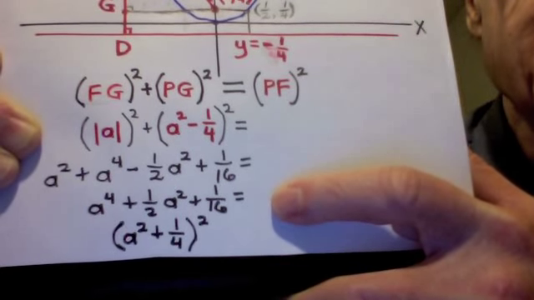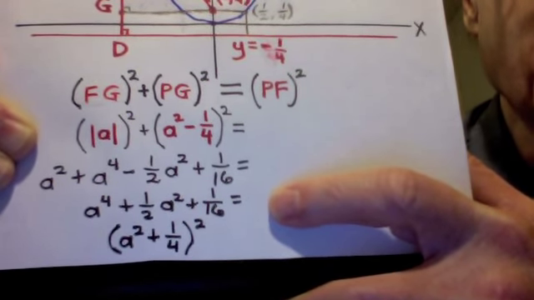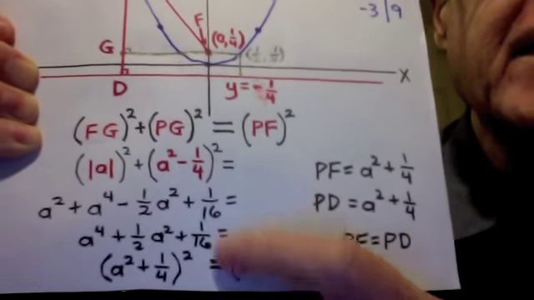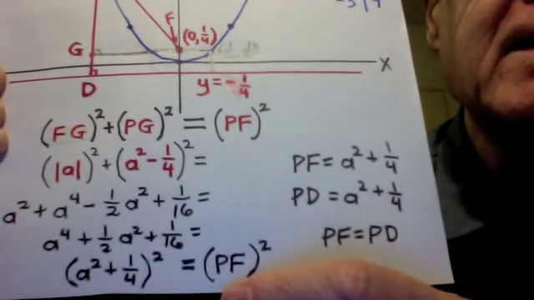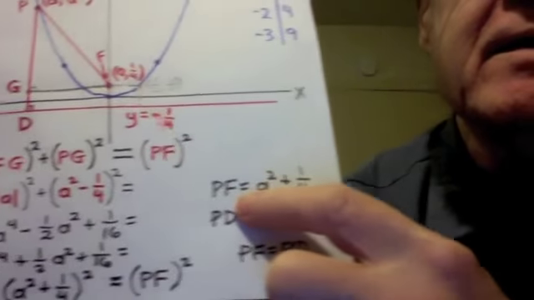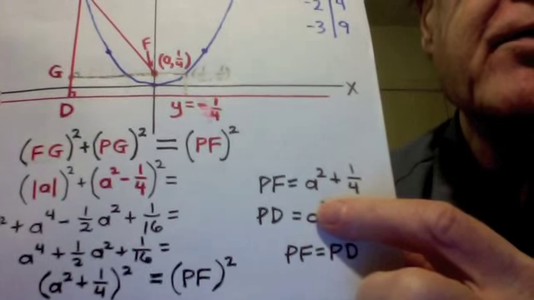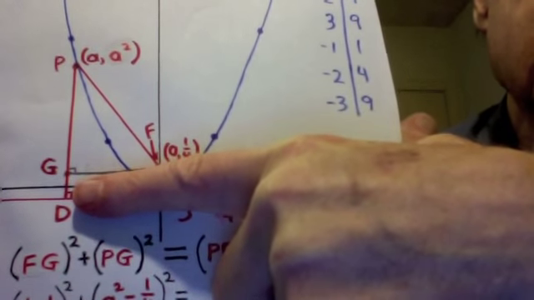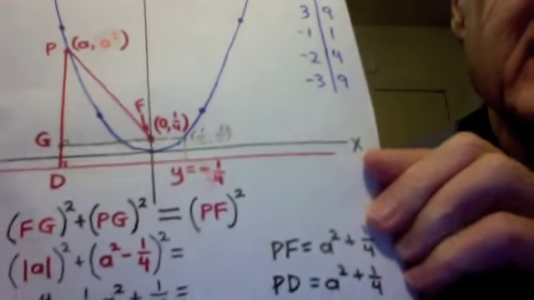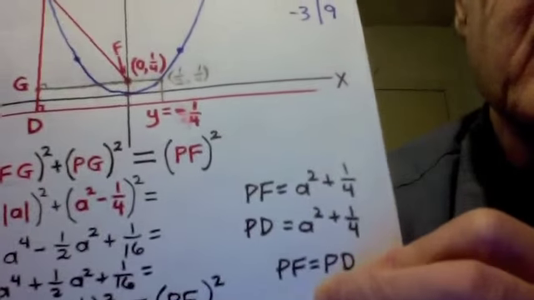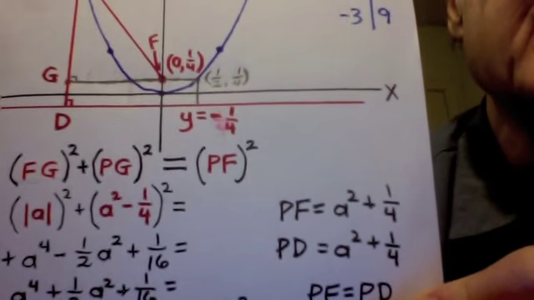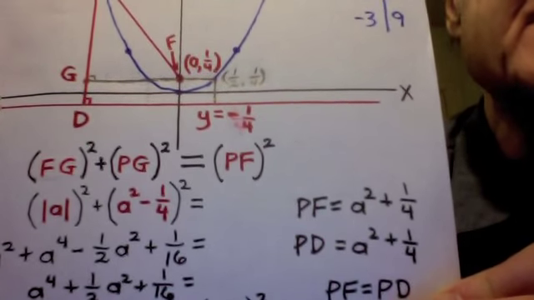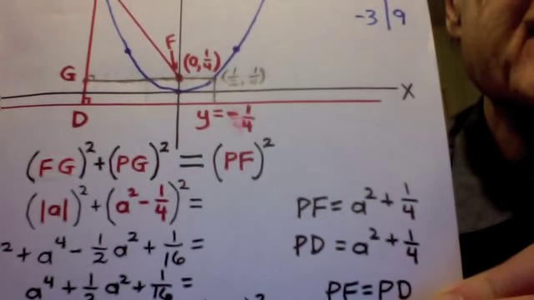That is a perfect square trinomial. It can be factored into (a squared plus 1/4) squared. And so (a squared plus 1/4) squared equals PF squared. And that means that PF equals a squared plus 1/4. But if we look at the vertical segment PD, we see also that it is a squared plus this 1/4 at the bottom. And so we find that PF equals PD, and that was what we were supposed to prove, that the distance from P to the focus F is the same as the distance from P to the directrix.